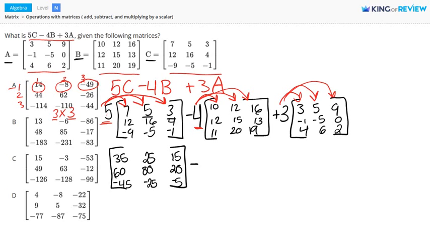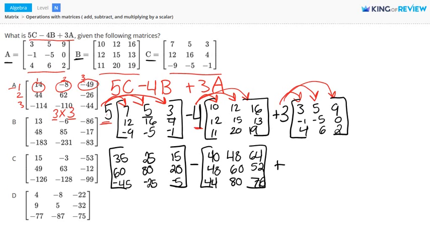Minus 4b, so we're going to multiply each entry by 4. So 4 times 10 is 40. 4 times 12 is 48. 4 times 16 is 64. For row 2, we get 48, 60, 52. And for row 3, we get 44, 80, and 76.